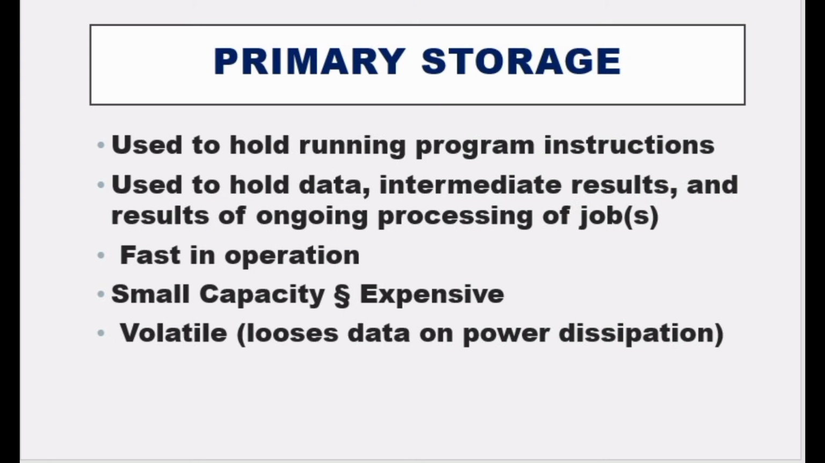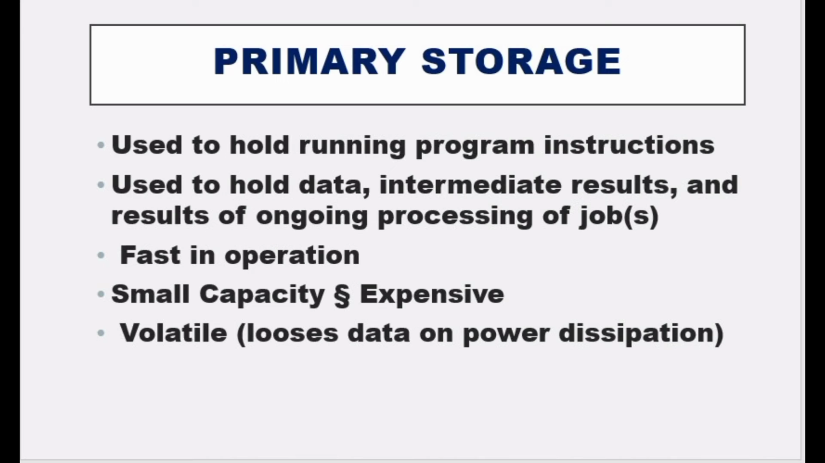Primary storage means whenever we turn on the computer, it holds the immediate program and instructions. Primary storage holds only that much data, and whenever we switch off the computer, it erases all the data. By my definition, it is used to hold running programs and instructions, data and intermediate results. It has very small capacity and is volatile, meaning whenever we switch off the computer, it erases all the data contained in it.